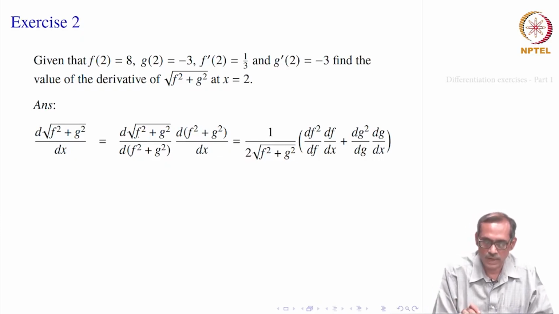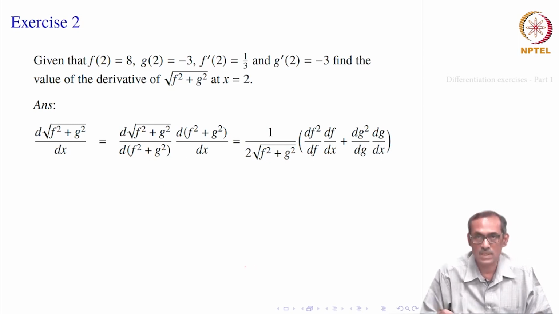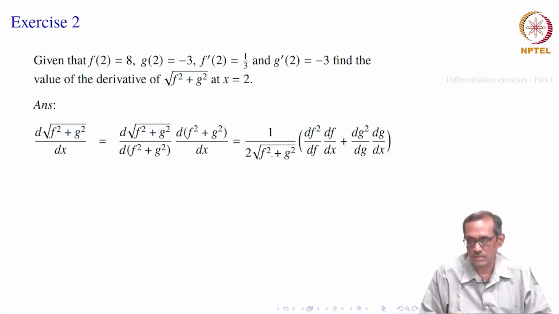So, this first one is d square root z by dz, which is 1 divided by 2 square root of z. It is z to the power half. So, it is half into z to the power minus half. So, minus half brings z to the denominator. So, it is 1 divided by 2 square root of z, which is 1 divided by 2 square root of f square plus g square.